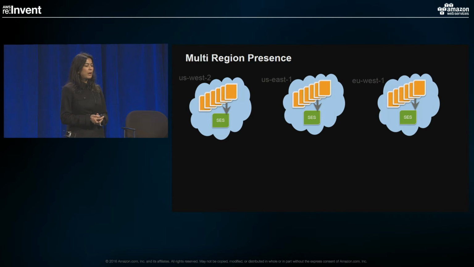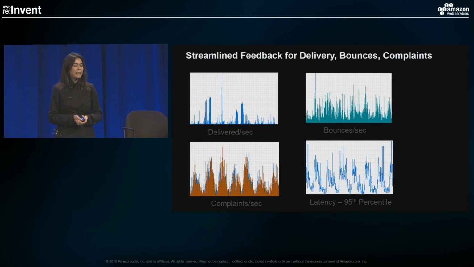Multi-region presence, so we had SES resources available in the different regions that Netflix had presence in, and our message processors were present in. And so we built the accounts, we set up the accounts to be able to use SES in the different regions so that we could send the transactional messages across different regions, in every single region.